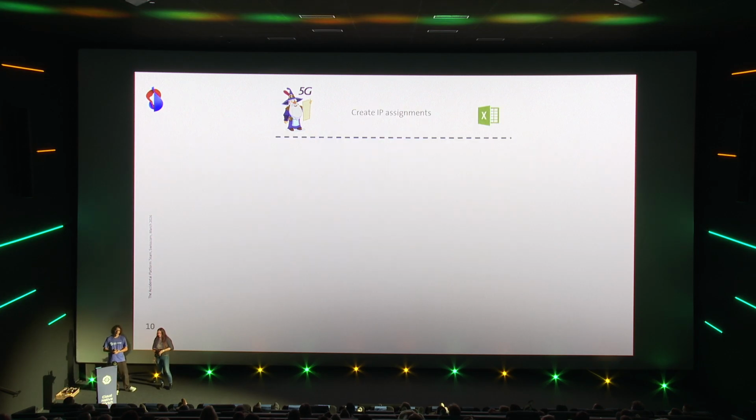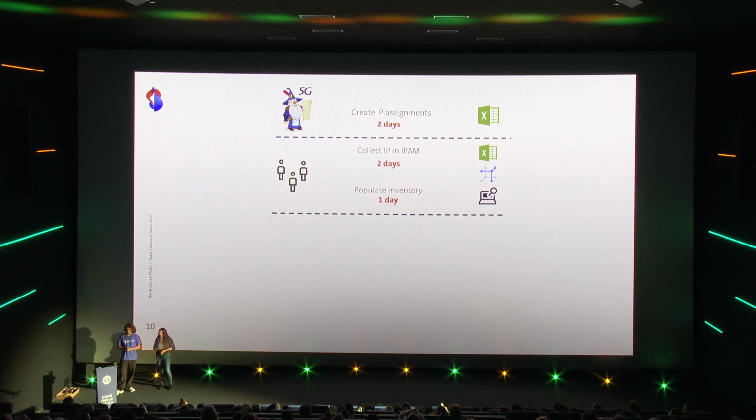Now let's go through the traditional approach in the 5G core, how a network is deployed. First, our 5G wizard creates the IP assignments. Basically, this is still done in Excel. It takes him around 2 days. He needs to define IP addresses, static routes, prefix filters, and all those types of things that you need, and make sure it doesn't collide, of course, with anything else in the network. Once this is done, he has to collect them in our IPAM system, our IP management system. In our case, this is Netbox.